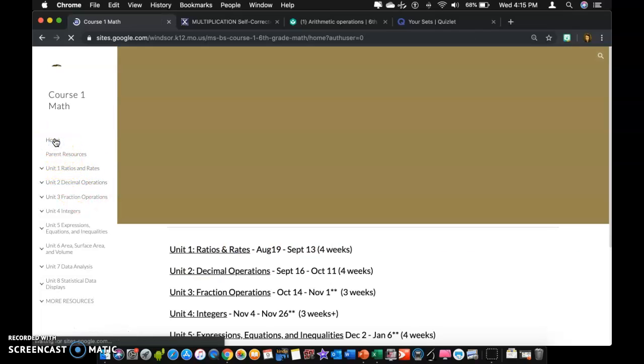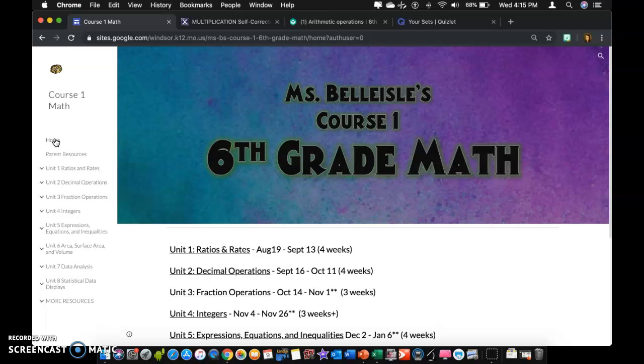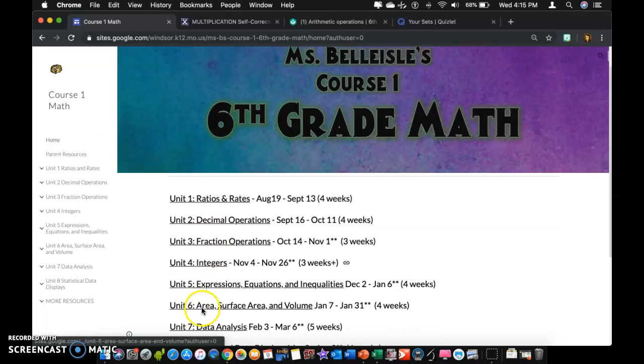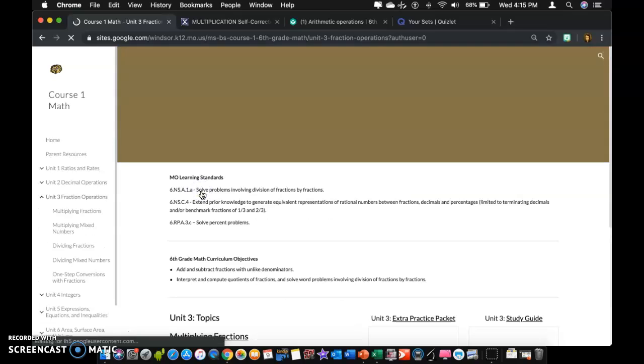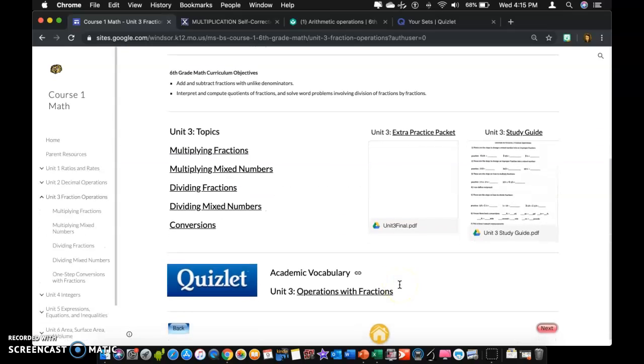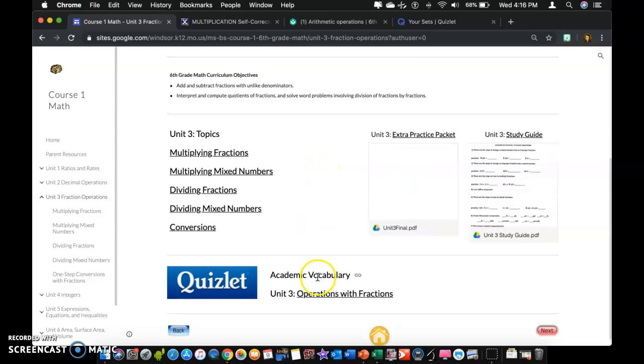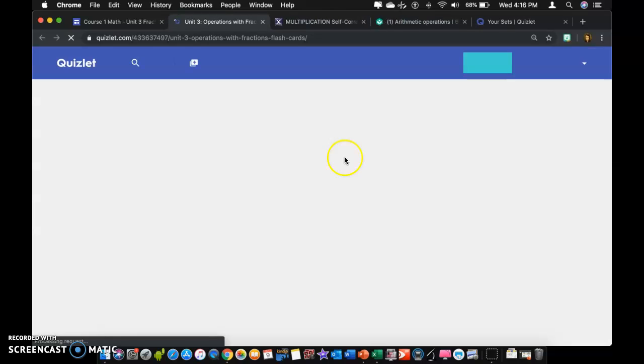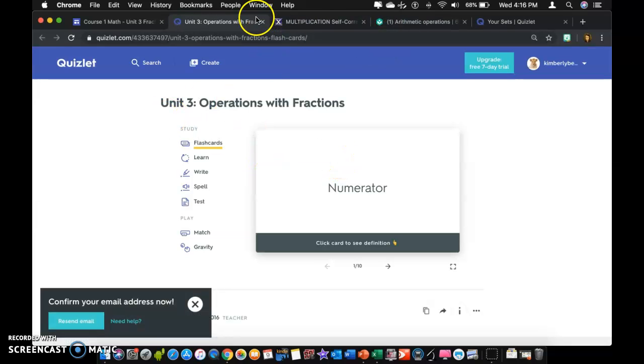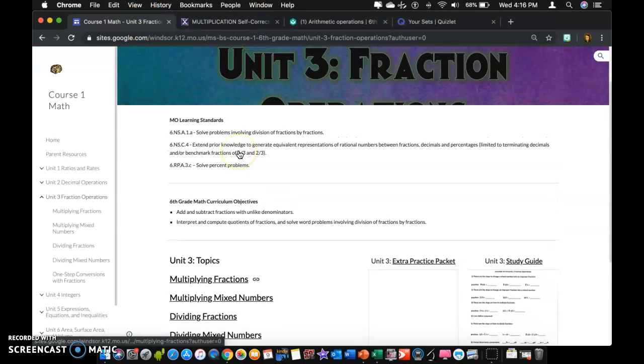So anyway, this is our website. This is how it operates. Click on each one of these to go to each unit. Children are allowed to work ahead as much as they want. I never have a problem with a kid who's hungry to learn. And they can work on their academic vocabulary and go straight to that list and get started if they want to learn that.